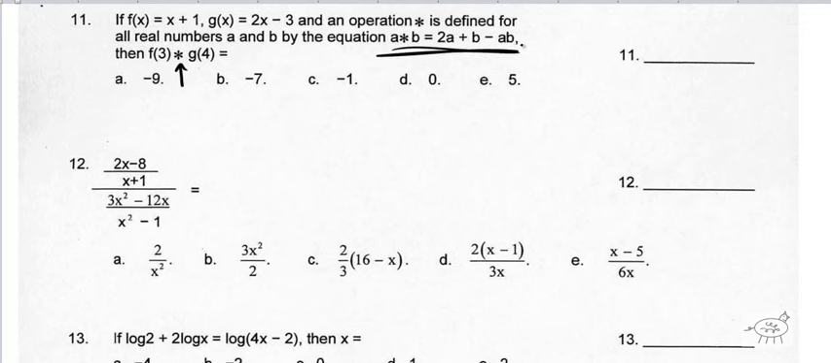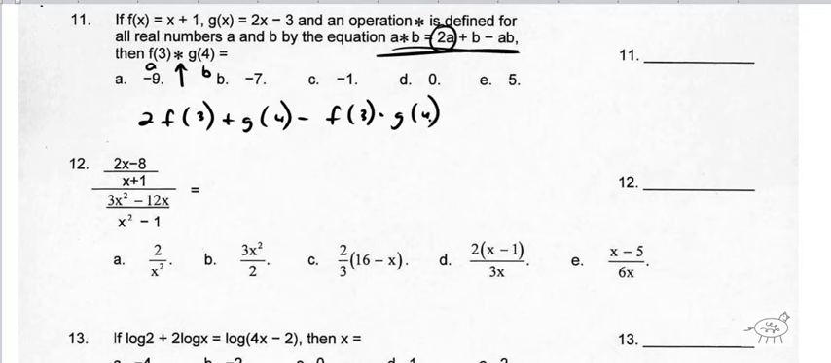So f of 3, that's kind of like your a, and this is like your b. And so here's your a. It's 2 times f of 3, right? Plus your b, plus g of 4, minus f of 3 times g of 4. So that's what it is. The f of 3 is your a, and g of 4 is your b.